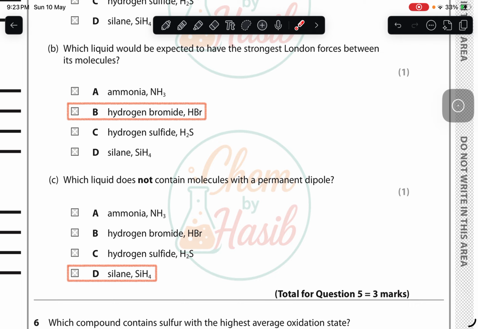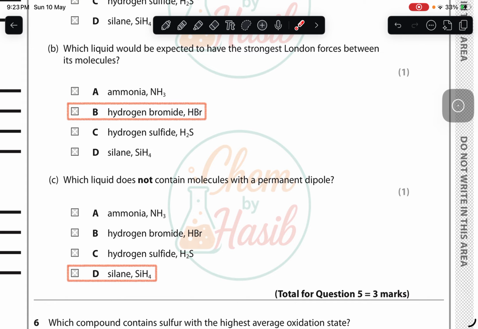I think let us check the data booklet first. Let me find the data booklet. Just a minute. If you look at the Pauling electronegativity index, where's silicon?